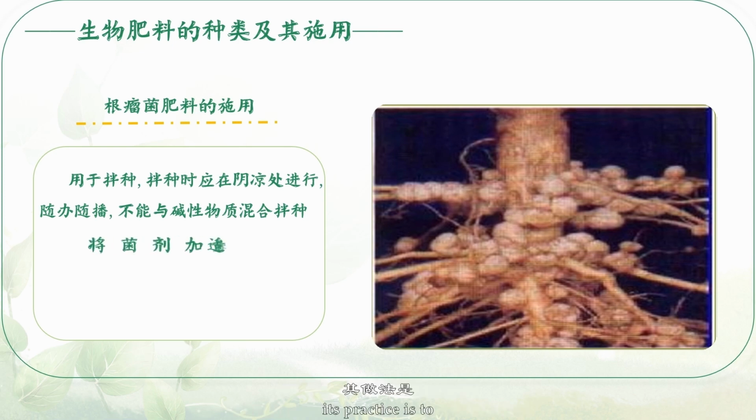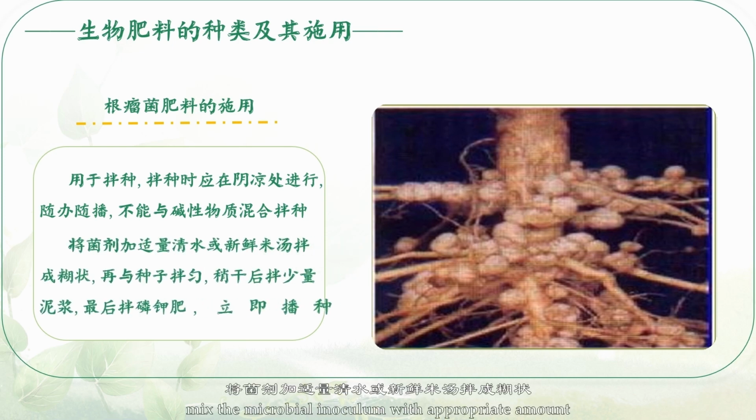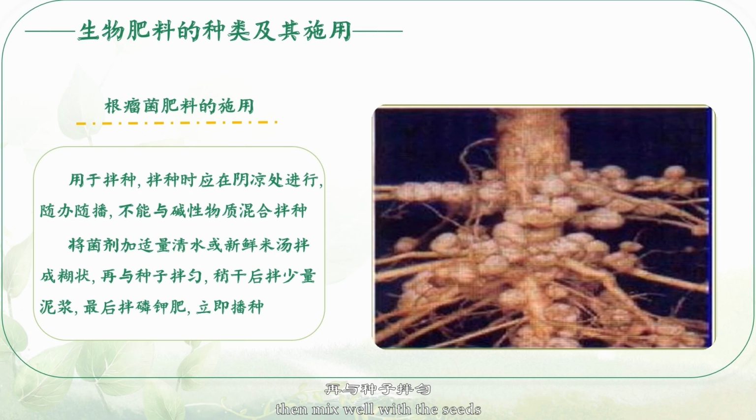Its practice is to mix the microbial inoculum with an appropriate amount of water or fresh rice soup into paste. Then mix well with the seeds. Dry slightly, then mix a small amount of mud. And finally mix with phosphorus and potassium fertilizer to sow immediately.